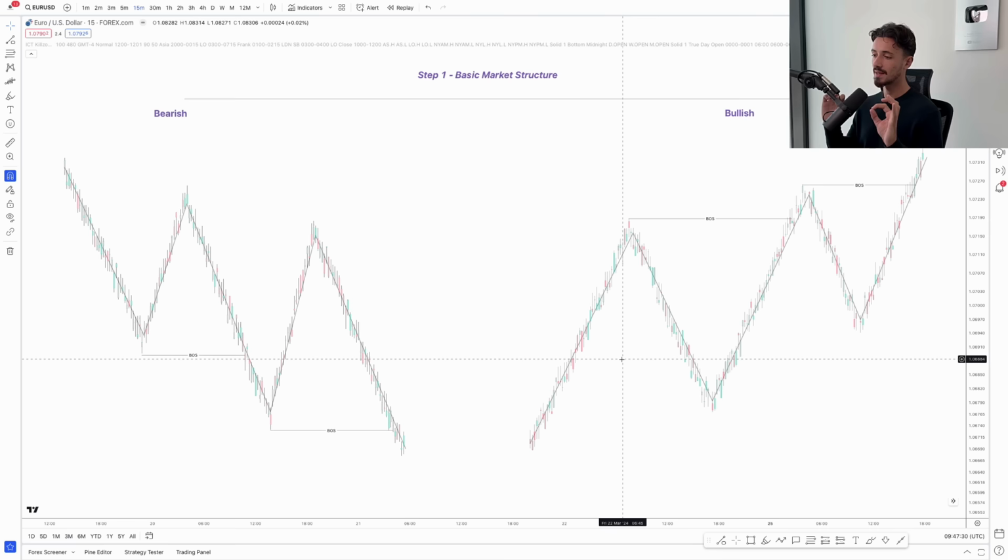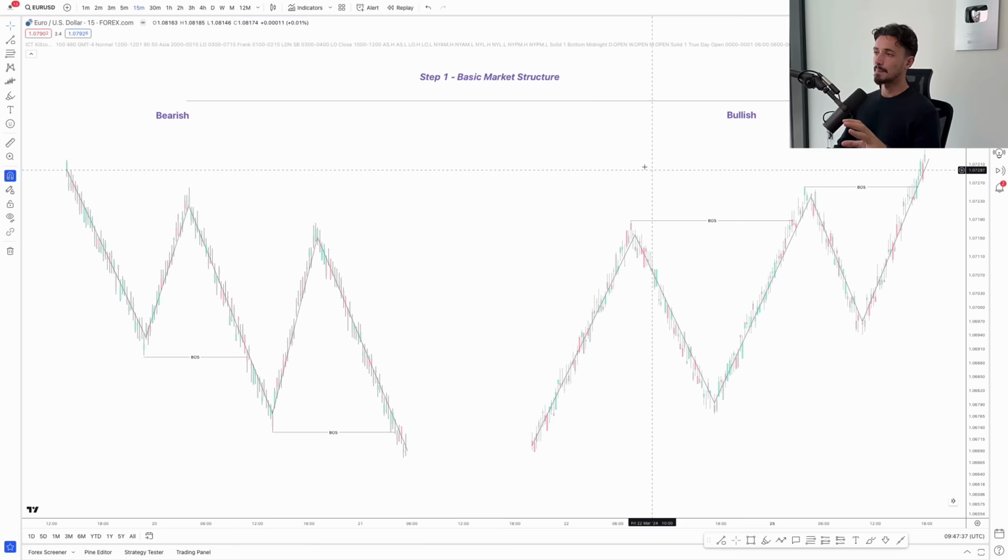So, step 1, basic market structure. Very, very basic level stuff. I know we will work our way up to the more advanced concepts as we go, but for anyone who is a beginner here, this is important for you to know. So on the left-hand side, we have what we call bearish market structure.